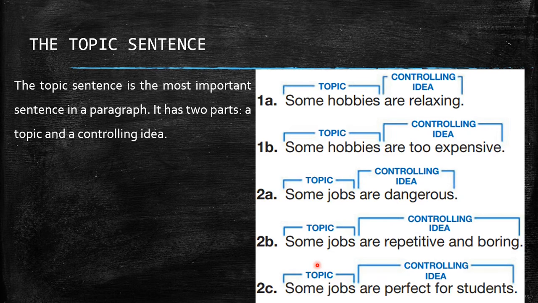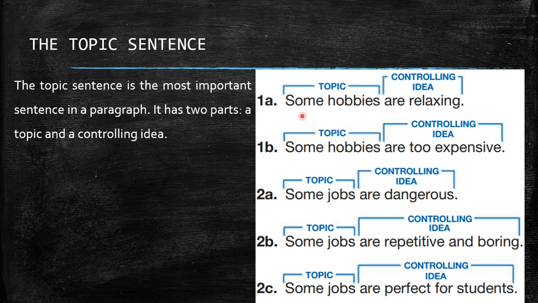Now let's focus on the topic sentence. The topic sentence is the most important sentence in a paragraph. It has two parts, a topic and a controlling idea, as you can see here. In the writing model on page 52, the topic is leisure time. The controlling idea tells the main idea about the topic. It is called the controlling idea because it controls or limits the topic to a very specific idea. In the model, the controlling idea is that leisure time is beneficial, as we already discussed.